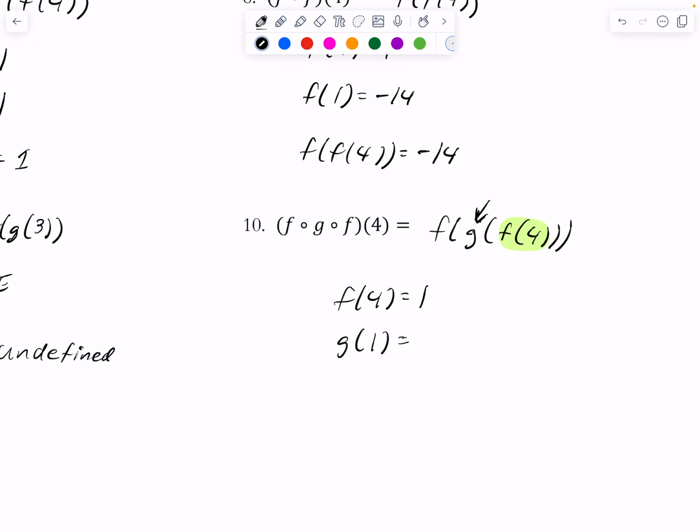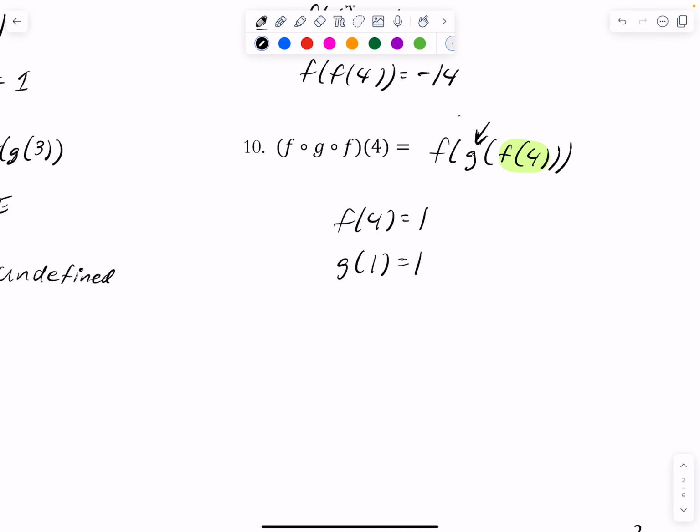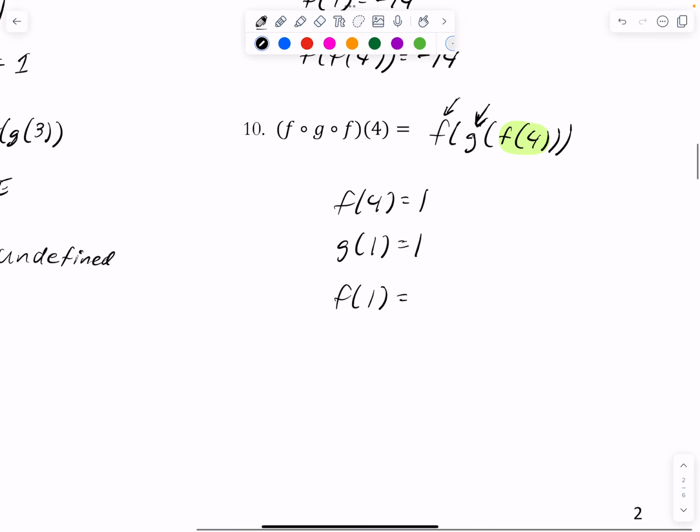So g of 1 is 1. And then that is going to plug into the very first letter, which is f again. So f of 1 is going to be negative 14. So this whole thing, f of g of f of 4, becomes negative 14. Whew, that was a lot.